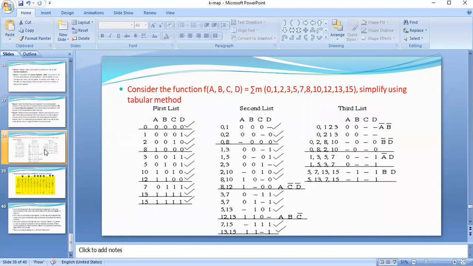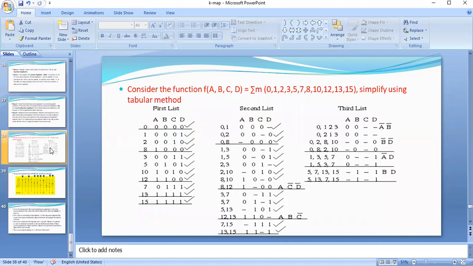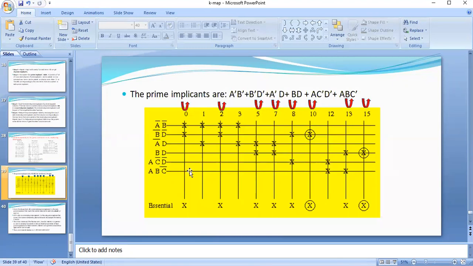How did we get this prime implicant? By grouping 0, 1, 2, 3. So you have to put a cross mark at 0, 1, 2, 3. In a similar way, for B bar D bar, you have to put a cross mark at 0, 2, 8, 10. Next, A bar D: 1, 3, 5, 7. So like that, you have to place the cross marks at the corresponding positions.